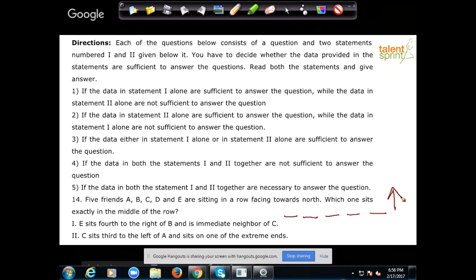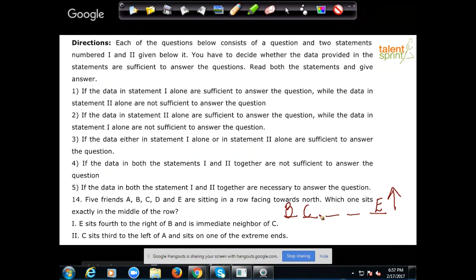Now, E sits 4th to the right of B. So if I put E here, E sits 4th to the right of B. 1, 2, 3, 4. So this is where B is going to be sitting. Then they tell us B is the immediate neighbor of C.